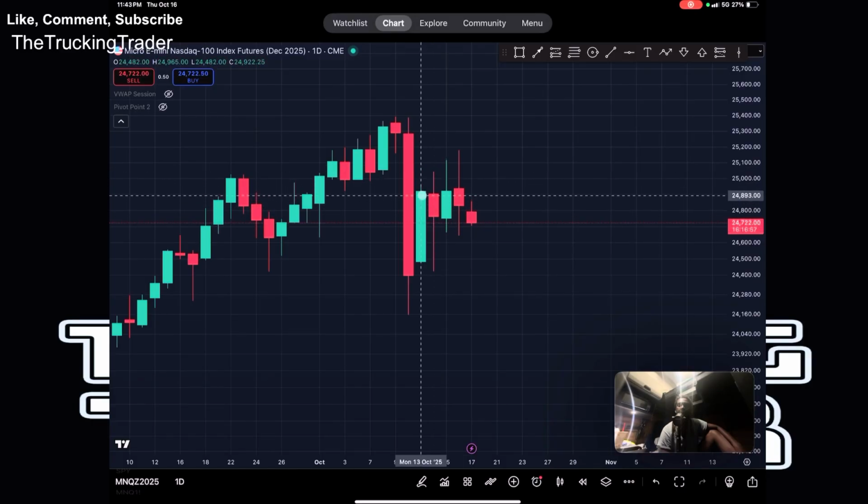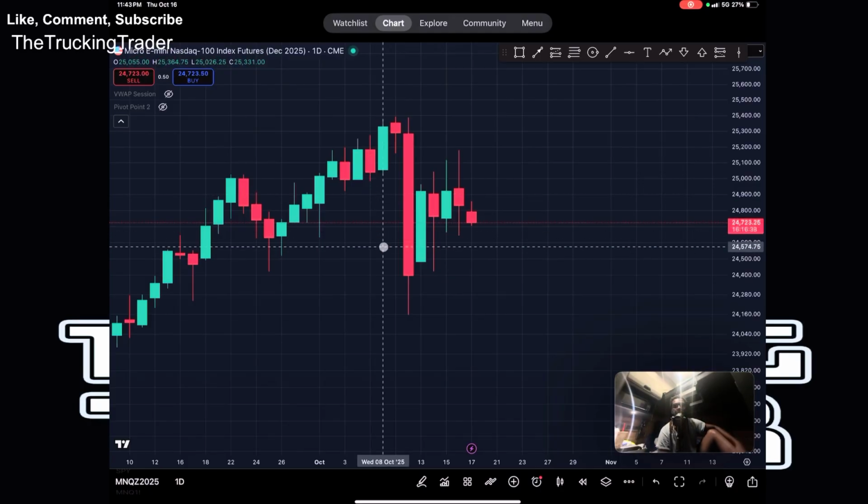So if this candle is red, that means it opened at the top of this body and closed at the bottom of this body. Vice versa, if this candle is green, it means it opened down here at the bottom of the body of the candle and closed at the top of the body, right? And these lines are wicks. So what I want you guys to notice is this.